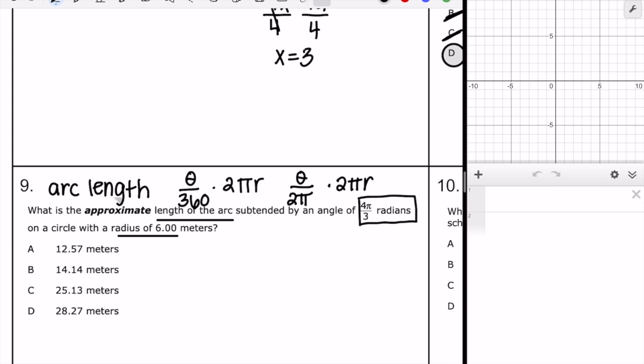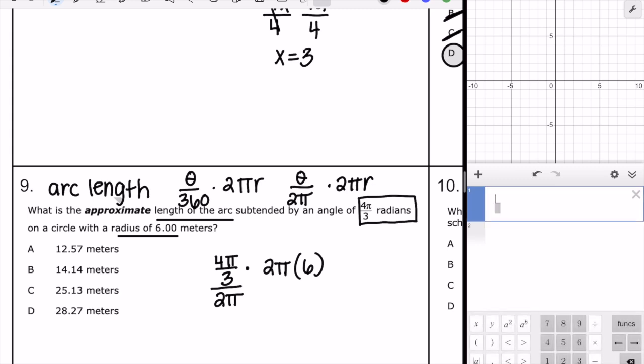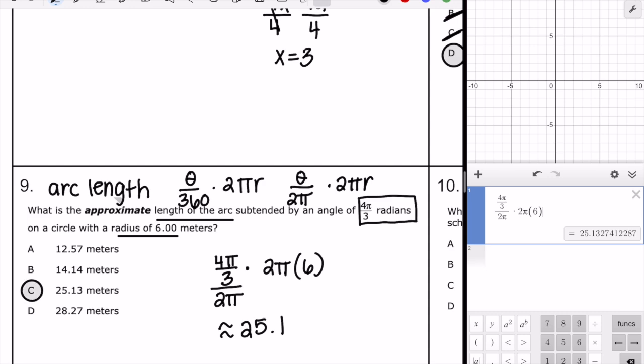So to find the arc length, we're going to say 4 pi over 3 divided by 2 pi times 2 pi, and my radius is 6. And we can honestly and genuinely put all of this into decimals. You can simplify it if that is what you want to do. But at this point, I'm just going to go ahead and multiply it all out. I don't have to worry about making any mistakes. So I got approximately 25.1, making my answer C.